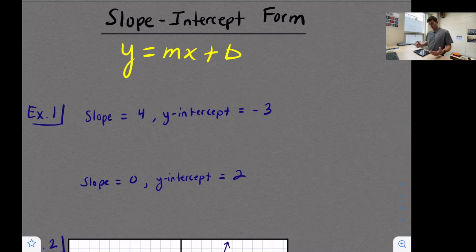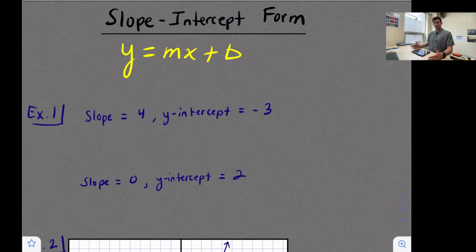So in this video, we're going to just look at some examples. We already know that the slope-intercept form of the equation is y equals mx plus b. m is our slope, b is our y-intercept, and x and y just represent points that are on our line. We're going to look at three different types of examples, and we're going to write the equation in slope-intercept form. The first two that we're going to look at are very basic, very simple.